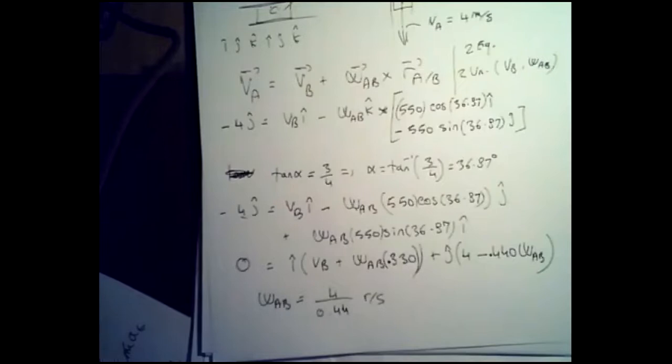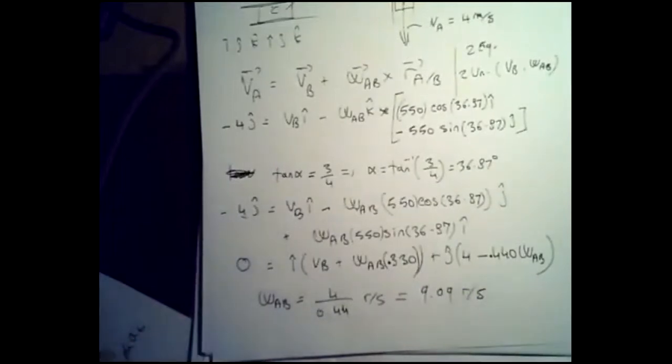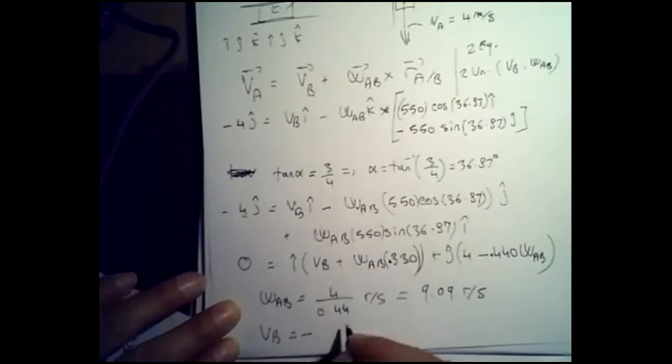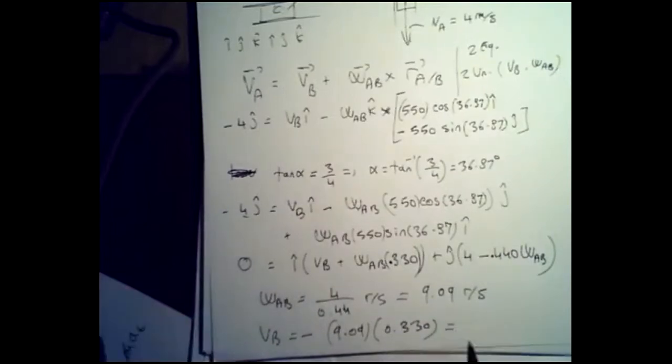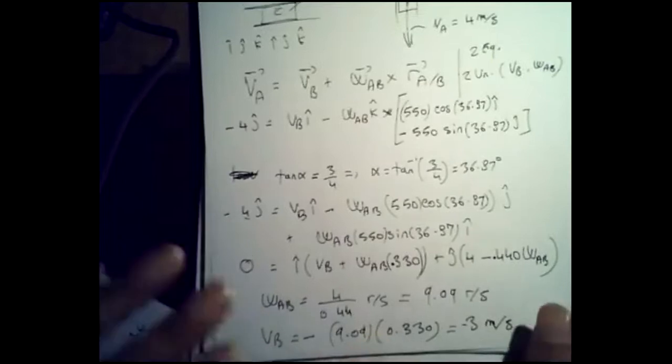So if you divide 4 by 0.44, it's going to be equal to 9.09 radian per second. So we found omega AB, and from here we can find VB. VB is going to be equal to minus 9.09 multiplied by 0.330, which I think should be 3 in this case. Yes, minus 3, right? Okay, minus 3 meters per second.